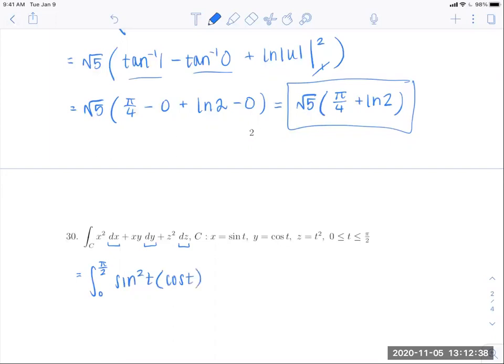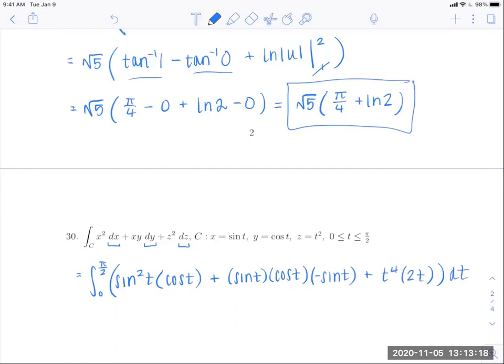At this point, you can write a dt if you want, but I'm just going to move on to the next part, and I'm going to write this as one giant integral rather than three individual integrals. So now I'm moving on to the xy. So x is sine of t, y is cosine of t, and then I want dy. So the derivative of cosine is a negative sine. And finally, moving on to the last piece, z squared is t squared squared. So that's t to the fourth. And I want to multiply by dz, which is the derivative of t squared, or 2t.